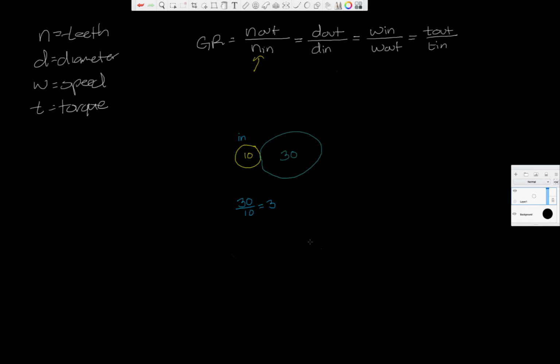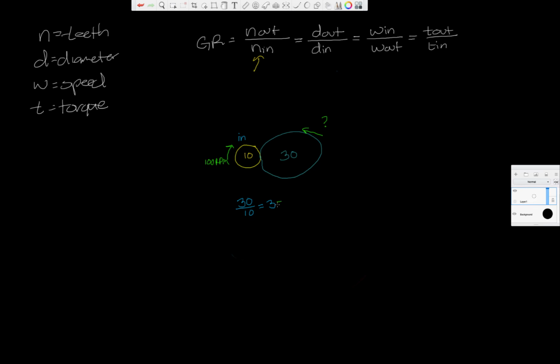Alright. Same thing goes for speed in over speed out, or torque out over torque in. You can do the same thing. If you're given two of them, you can find the gear ratio. And if you're given some more information, you can find something else. So let's say that this input had 100 RPM as our speed, and we wanted to know what is the speed of this one. We could do that two ways.